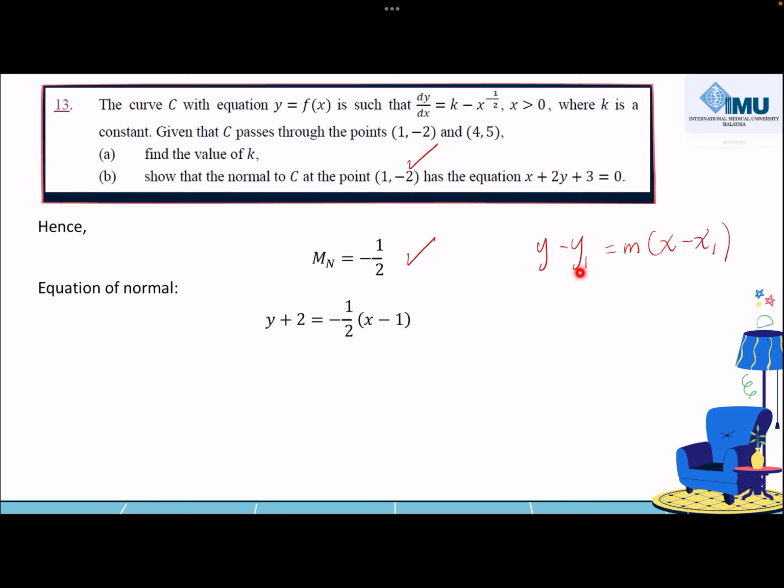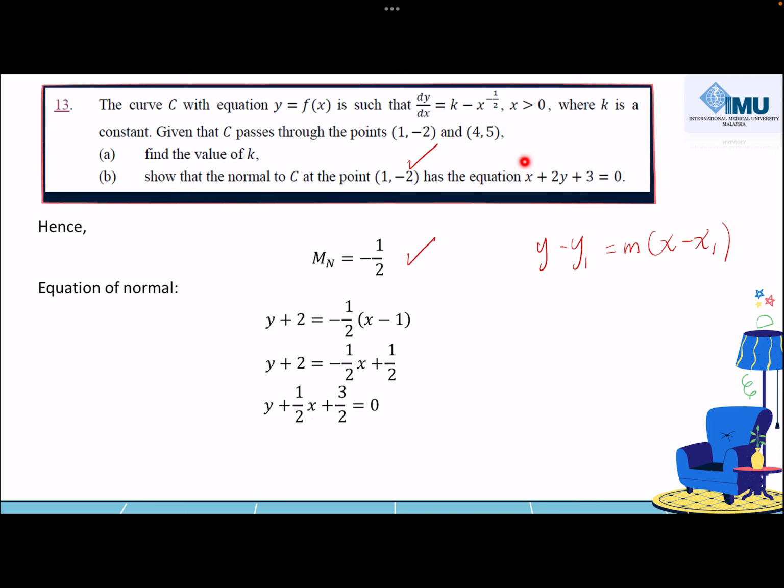Substitute in the value of y1. y1 is negative 2, so y minus minus 2 will give you positive. x minus 1 and your m is negative half. Now, expand the bracket and simplify your equation. You will have y plus half of x plus 3 over 2 equals 0.